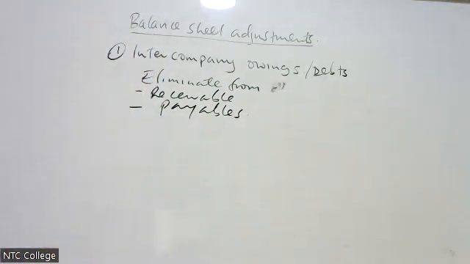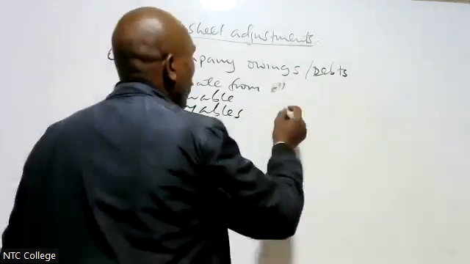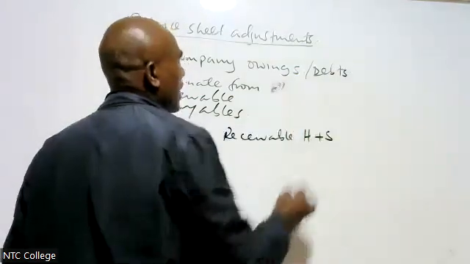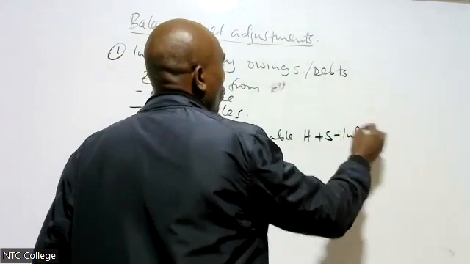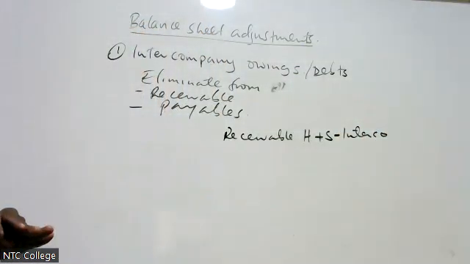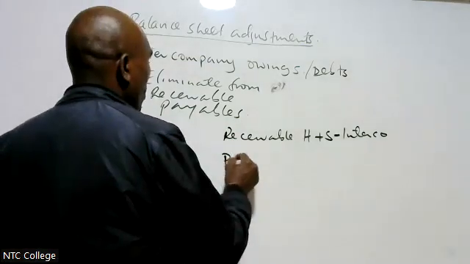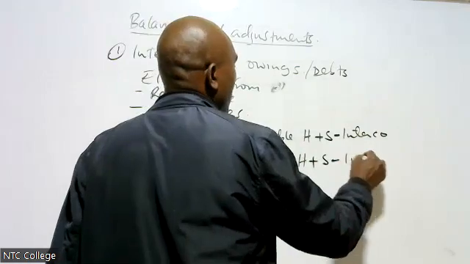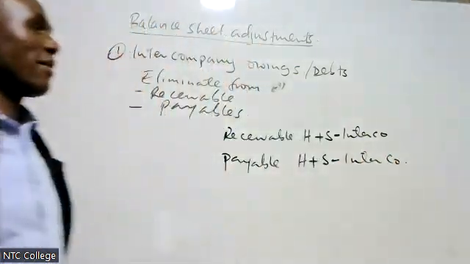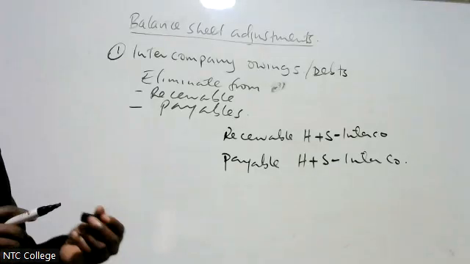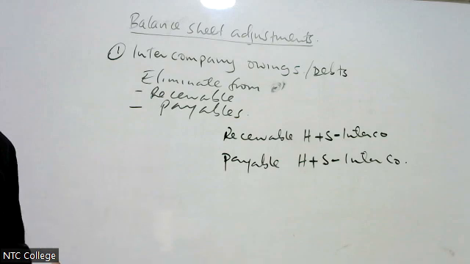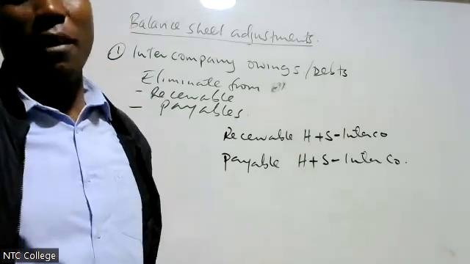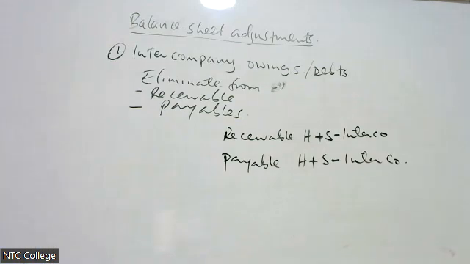How do you eliminate? For example, I want to consolidate my receivables. I will take the receivable of H plus the receivable of S minus intercompany owing. Then when I come to payables, I will take the payable of H plus the payable of S minus intercompany owing. I eliminate them from the receivables and the payables. Therefore, don't consolidate intercompany owings; you eliminate them from the receivables and from the payables. I believe that one we have understood.